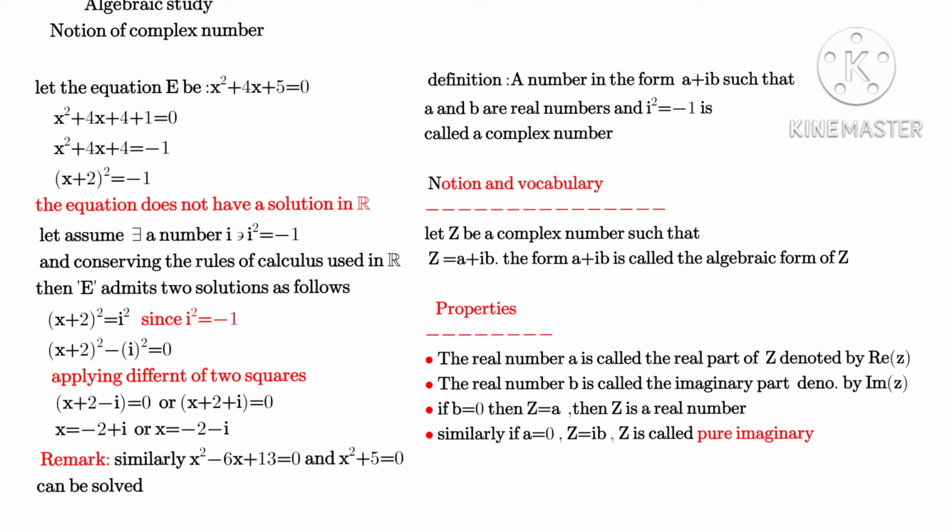Then if b equals 0 in z equals a plus ib, this implies that z will be equal to a. Similarly, if a equals 0, then z will be equal to ib, and z in this case is called a pure imaginary. But if b equals 0, then z equals a, and z is called a real number. But otherwise, when a equals 0 and z equals ib, z is called what? The pure imaginary.